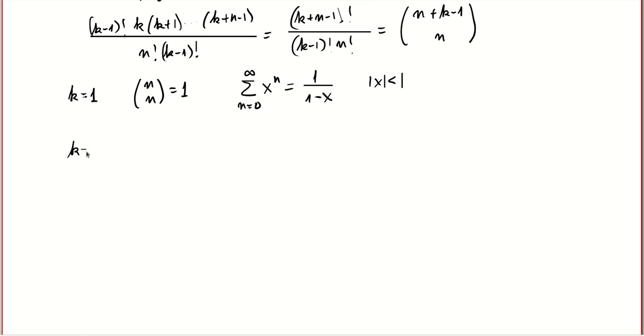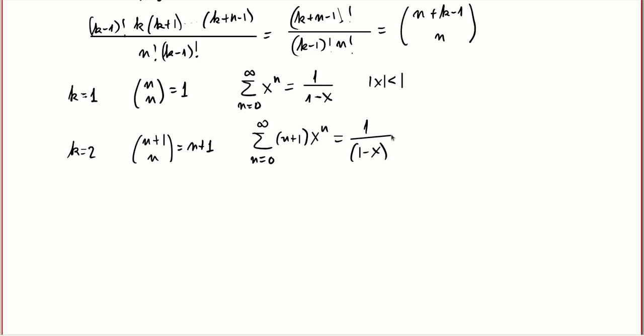For k equal to 2, 2 minus 1 is 1, so we have n plus 1 over n, and this number is just n plus 1. So what we have is the series from n equals 0 to infinity of n plus 1 times x to the n, and that is 1 over 1 minus x squared. This is the result that we have obtained: this function has this Taylor series.